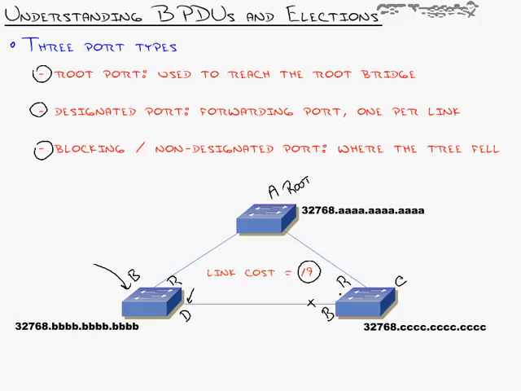When it's trying to figure out the best switch to block its link, it's going to say the one that has the higher MAC address or the worst effect is going to end up blocking its connection.